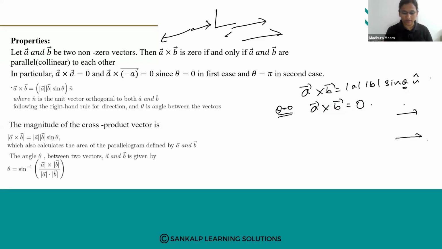Next, if theta is 90 degrees, that means the vectors themselves are perpendicular to each other, then A cross B is what? Sine 90, what is sine 90? 1. Then only magnitude of A into magnitude of B remains, because they themselves are perpendicular.